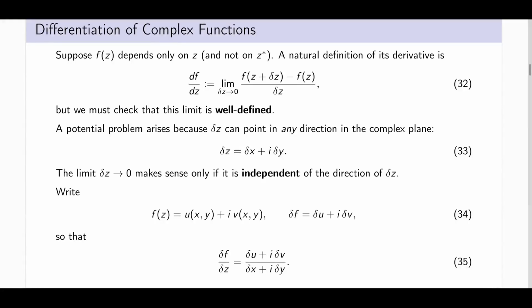To define a derivative in the complex plane, we can't simply copy the real definition. A small change in a complex number can point in any direction, not just left or right. For a complex derivative to exist, the result must be the same no matter which direction we approach from.